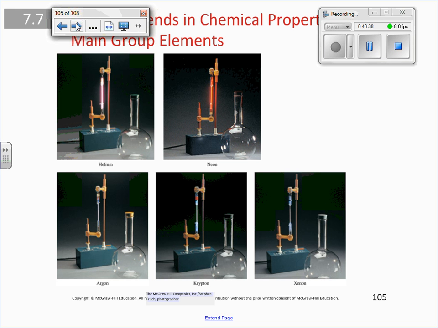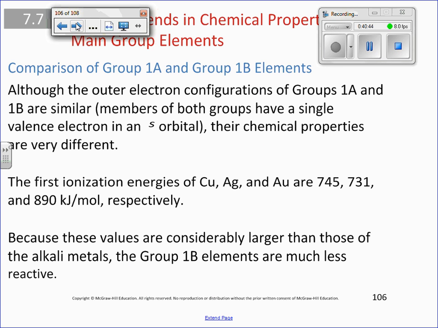So let's look at the transition metals. If you look at the group 1B, they have the same outer electron configuration as 1A. However, look at their first ionization energies. To pry off that electron takes a lot of energy. Group 1B elements are much less reactive. So if you think of those, copper, silver, and gold, we can find them uncombined in nature.